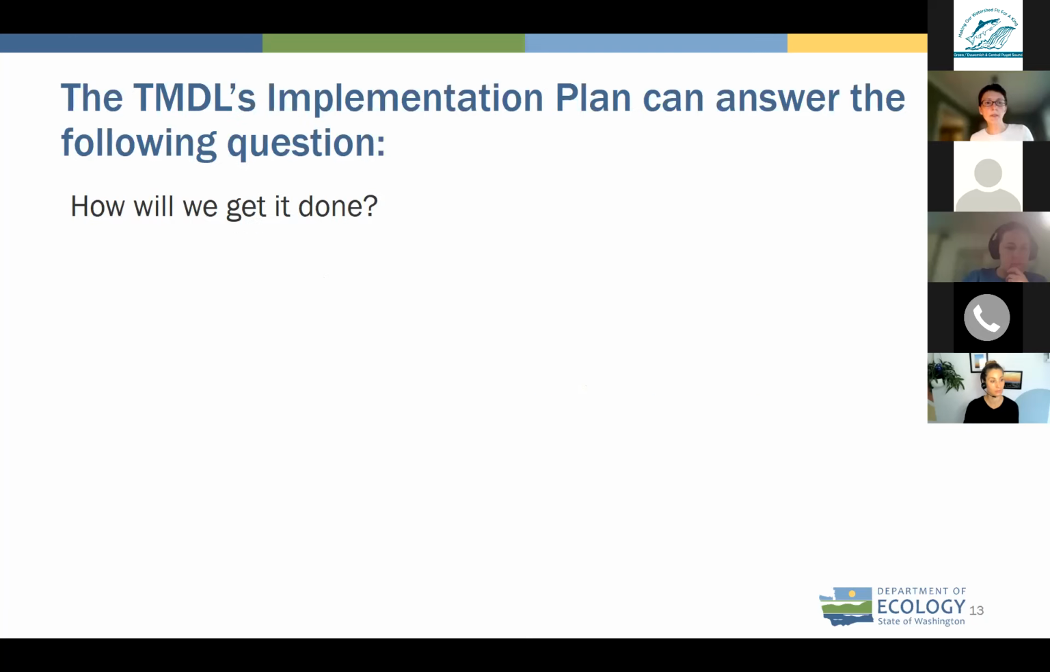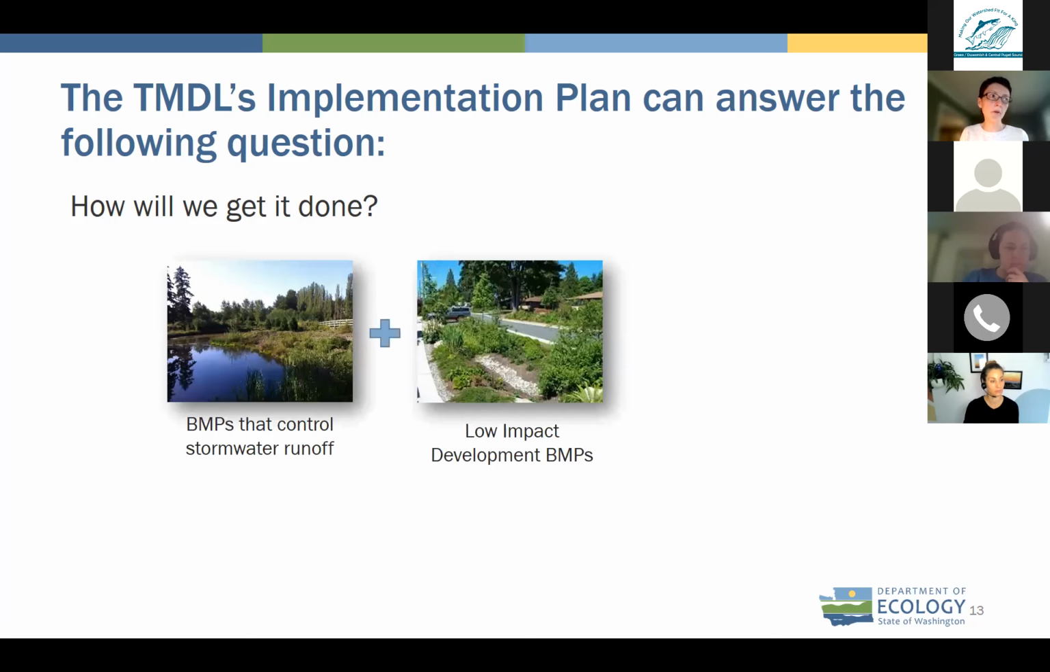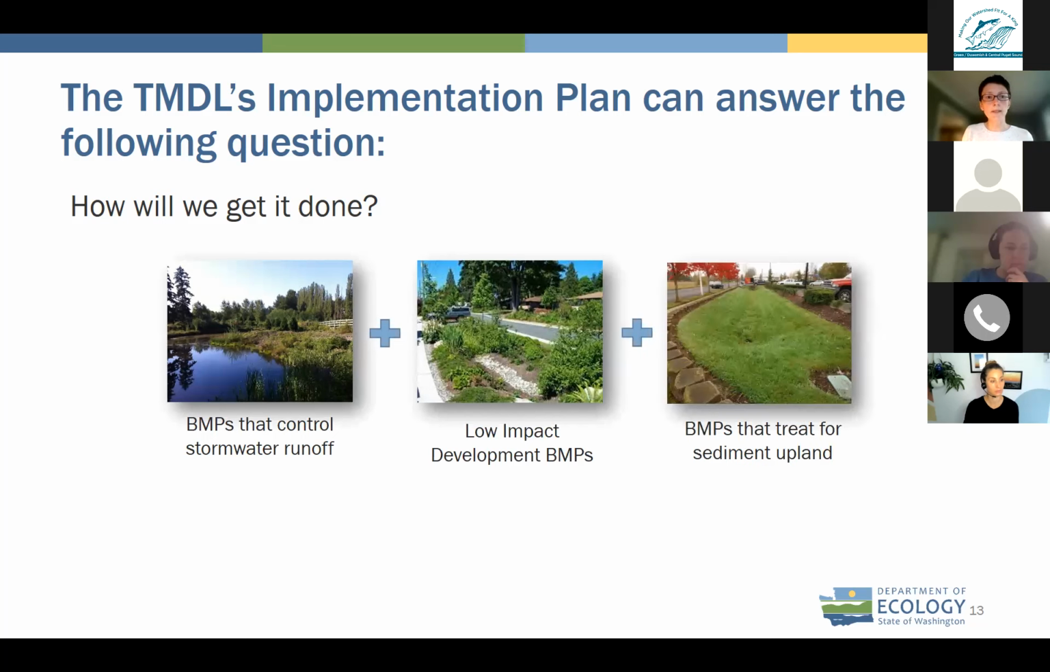Another question the TMDL will answer is, how much work do we need to get us there? This question will be answered in the implementation plan that we will develop. This plan will list the types of BMPs that we will need to reduce fine sediment in the Sioux, and they will include BMPs that reduce runoff inputs to the streams, so flow control BMPs and low impact development BMPs, as well as BMPs that reduce sediment from upland.